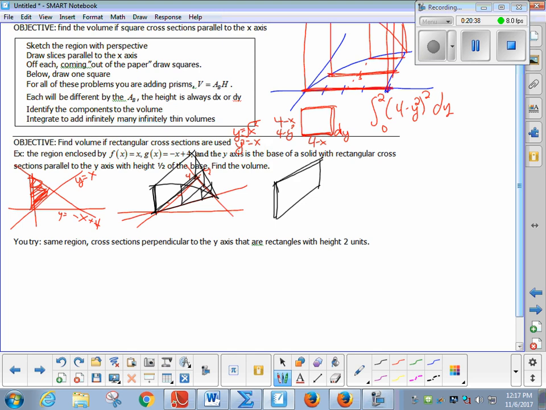Okay. So we need to find the volume of one of these. The volume of these is most definitely area of the base times the height, or length times width times height. What's the thickness? dx. Yeah, it is dx. Okay. What about this? g of x minus f of x. Yeah. Now, this will be the base and this will be the height.